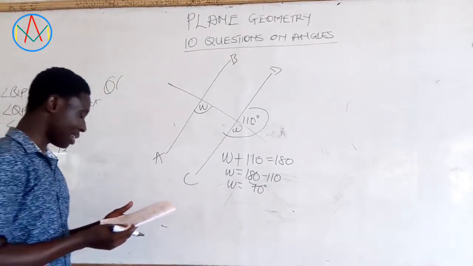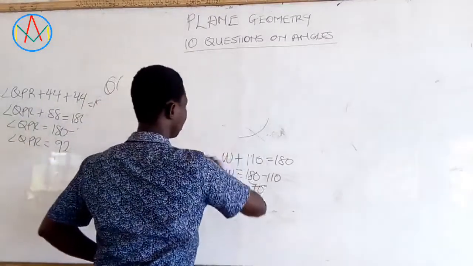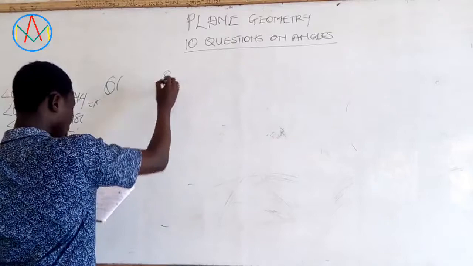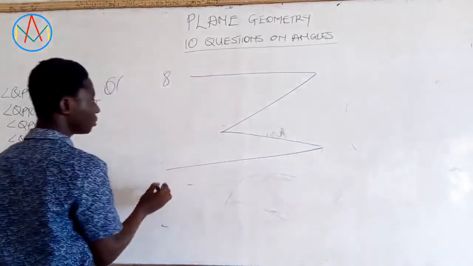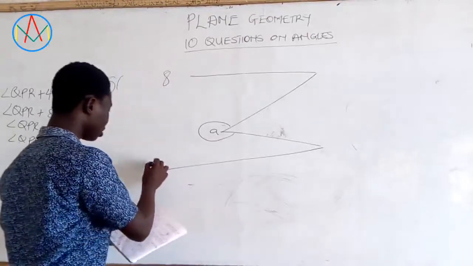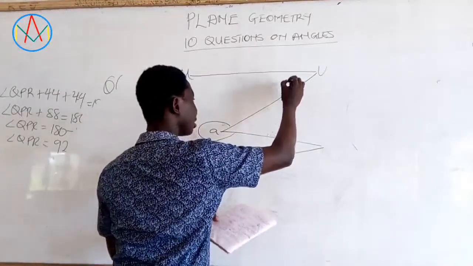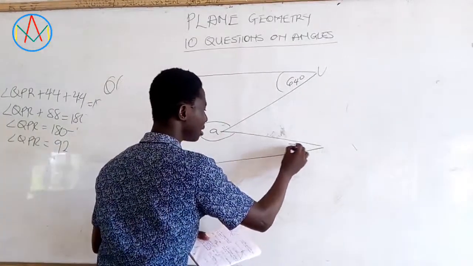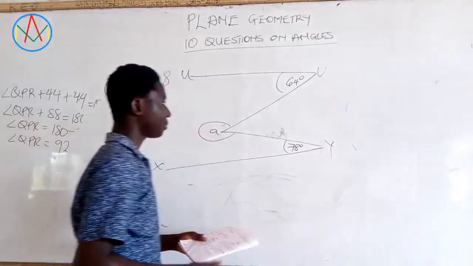So let's move on to question number 8. We are having this diagram. What kind of diagram is this? Z, U, V, 64 degrees, 78 degrees, and this one is Y.